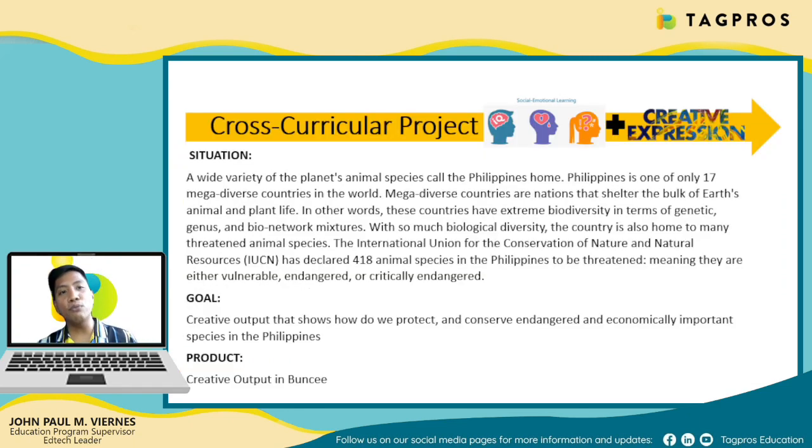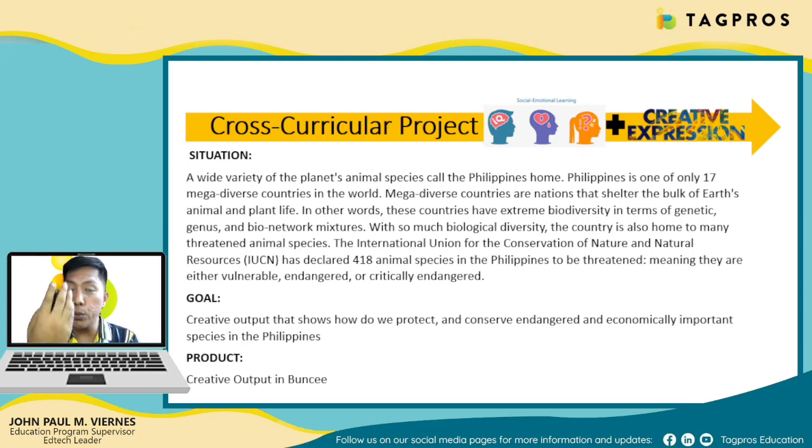Now, in here, of course, how to design the output of your learners. First, we need to have a springboard, like this one. You present a situation. In here, I presented a situation: a wide variety of plants and animal species call the Philippines home. Now, the Philippines is one of only 17 mega-diverse countries in the world.